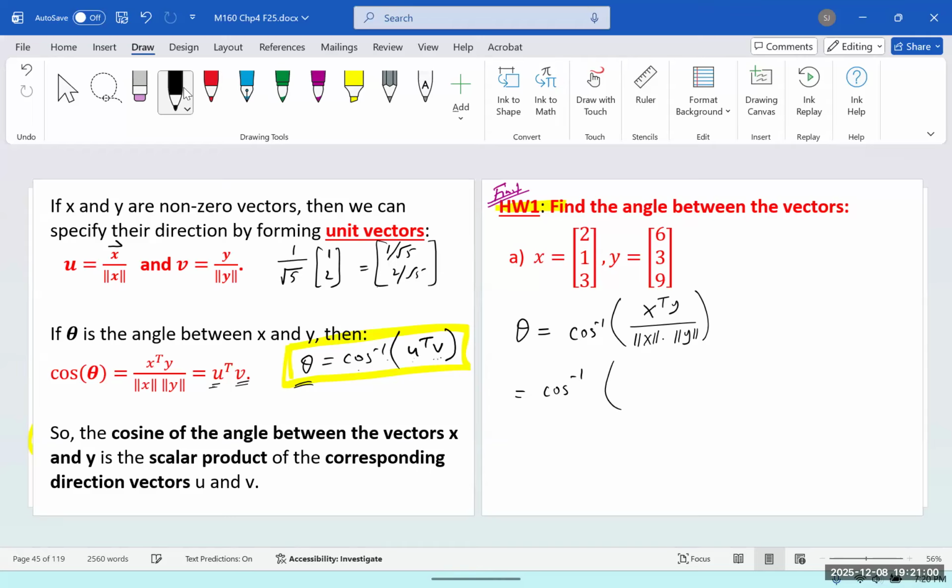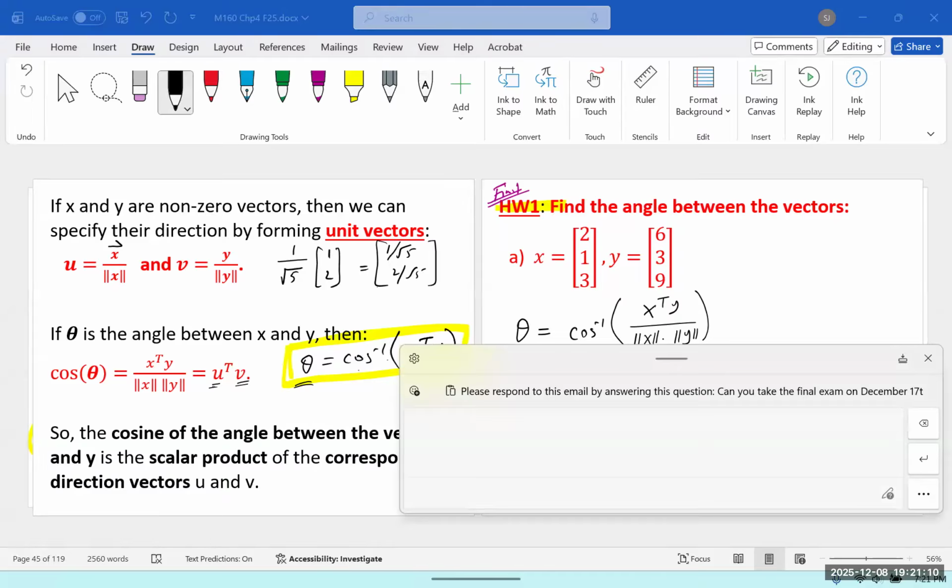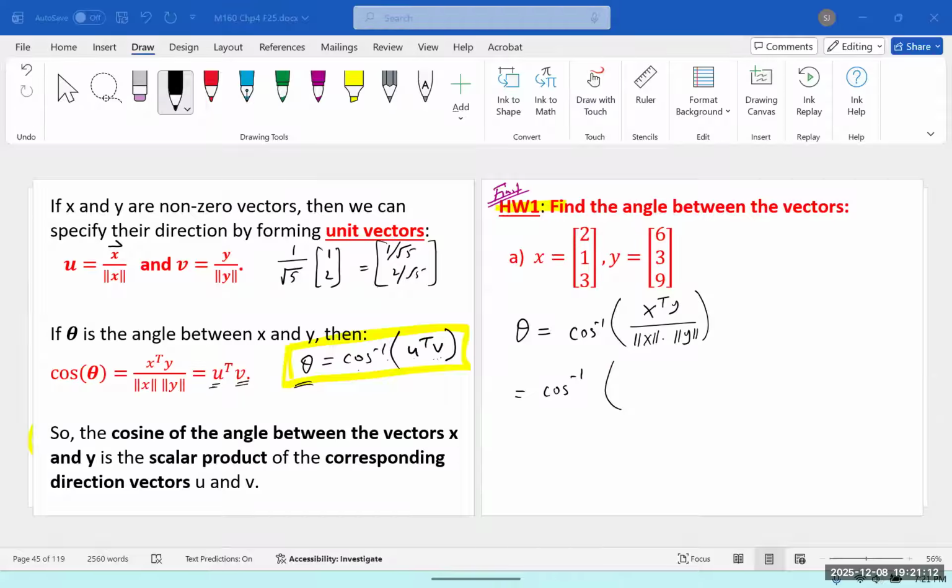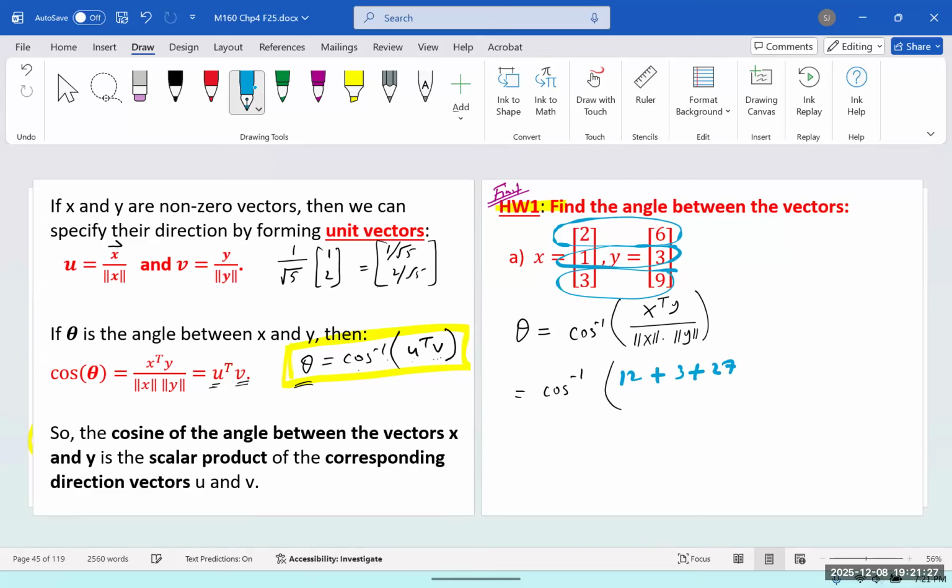So cosine inverse of x transpose y. X transpose y means their dot product. So you multiply them element-wise: 2 times 6 is 12, 1 times 3 is 3, and then 3 times 9 is 27. You divide that by the norm of each vector.